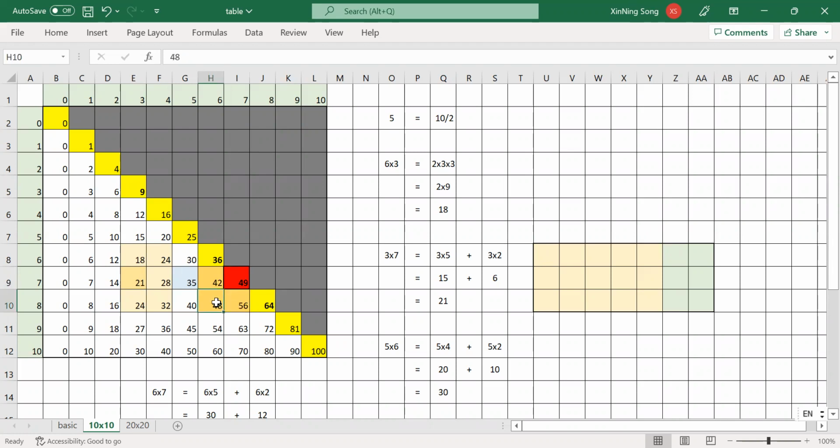And 6 times 8 is 48. 6 times 7 is 42. And 3 times 7 is 21, right? We talked about that. And then you need to remember 6 times 6 is 36, and 8 times 8 is 64. Okay, I think this is enough for today.